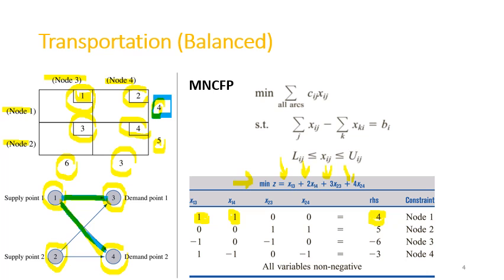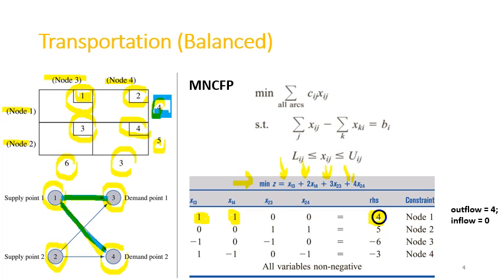Okay, and then in terms of outflow and inflow, we see that the outflow from node 1 is 4 because it is supplying 4 units to either node 3 or node 4, and that it has no inflow, such that the net supply is 4. Outflow 4 minus inflow 0 equals 4.